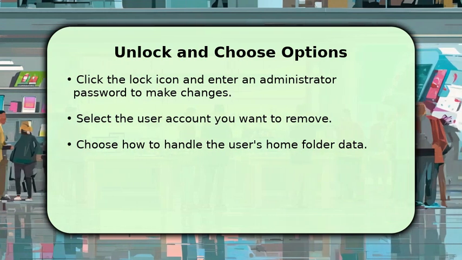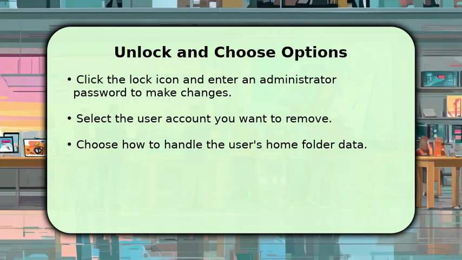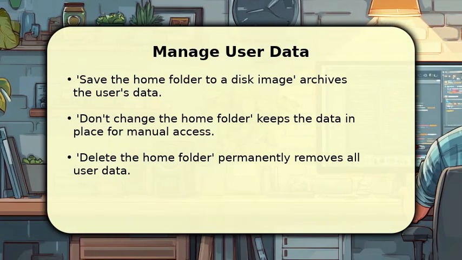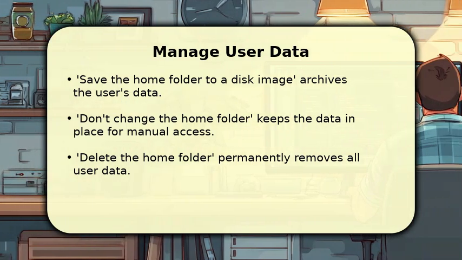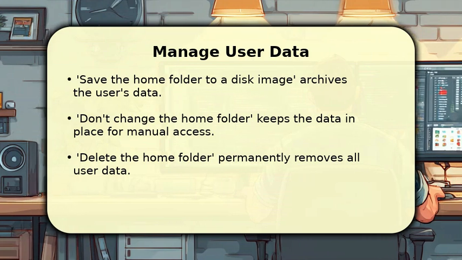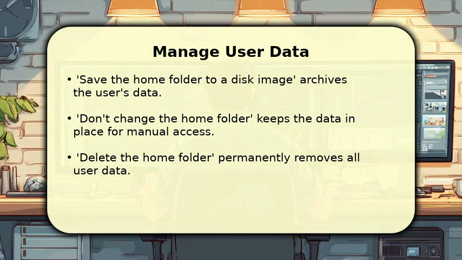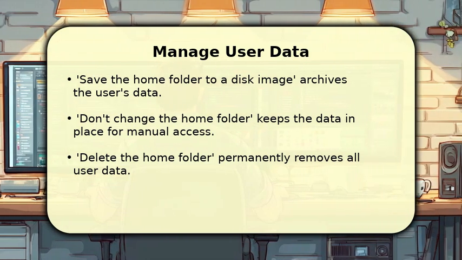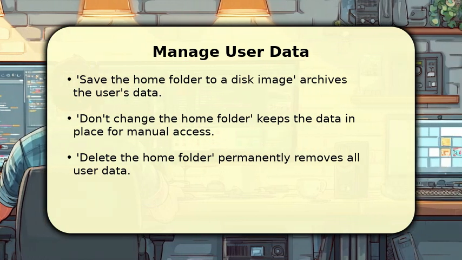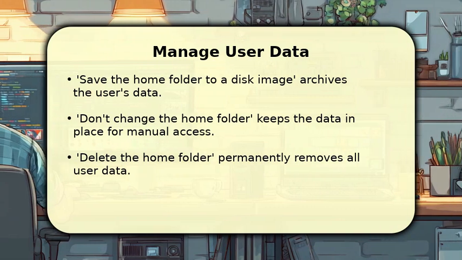You will then be presented with a few important options regarding what to do with that user's home folder and all their associated data. You'll have three main choices for the user's home folder. The first, save the home folder to a disk image, creates an archive of all their files. The second, don't change the home folder, leaves their data intact, allowing you to access it manually later. The third, delete the home folder, permanently removes all their documents, photos, and other data from your Mac.